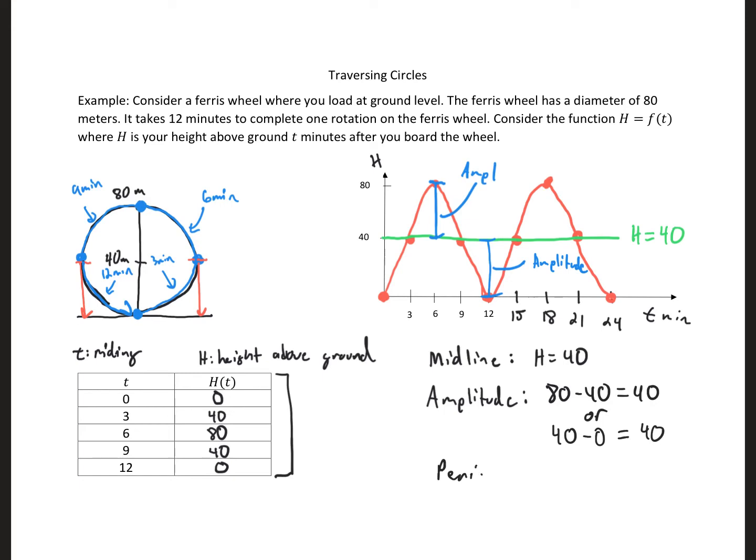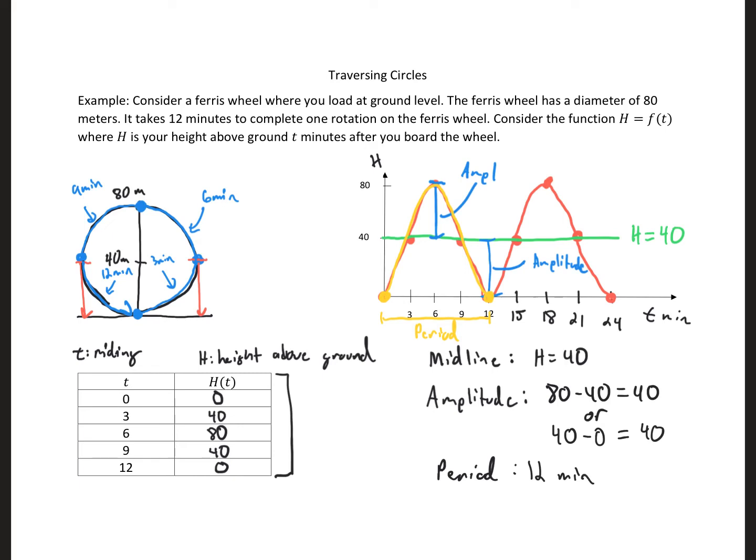Lastly, the period. The period is the amount of time or the distance along the horizontal axis it takes for one full rotation of a circular function. Since for this particular Ferris wheel, it takes 12 minutes to complete one full rotation, that would be our period. Our period would be 12 minutes.